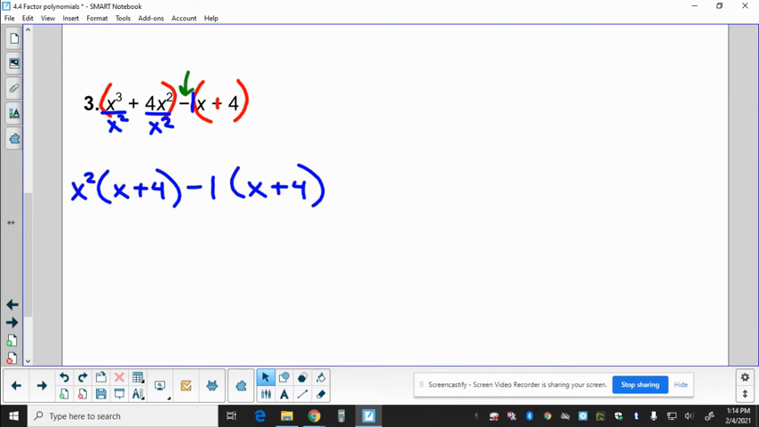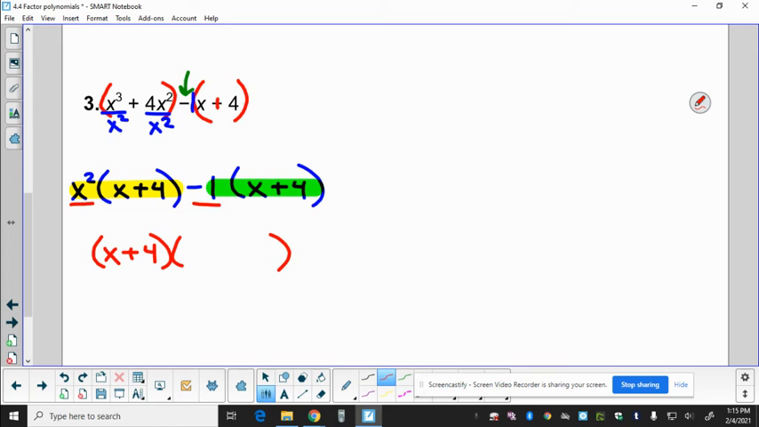Now, when I'm looking at this from the perspective of greatest common factors, do you recall that in this term you see an x plus 4? In this term, you see an x plus 4. So x plus 4 is the greatest common factor. And what is left over? x squared minus 1. Okay, so you think we're done?